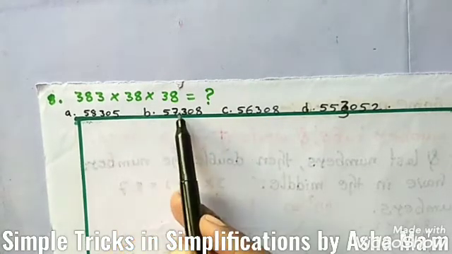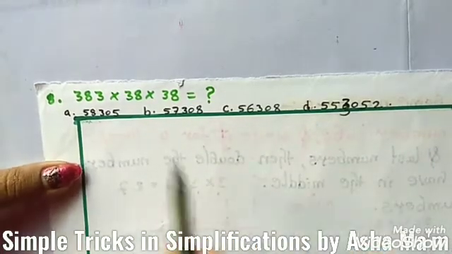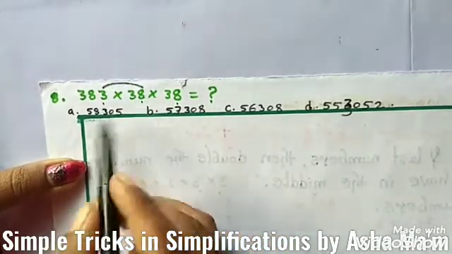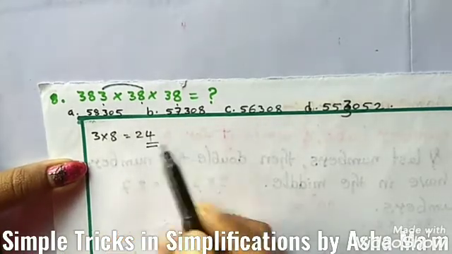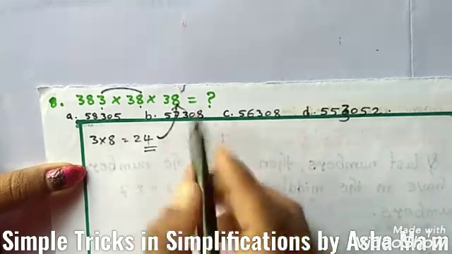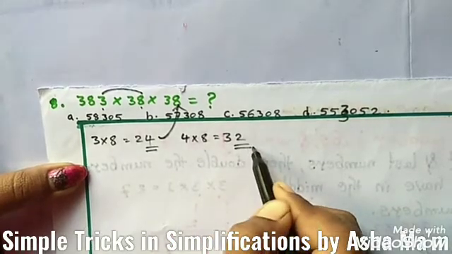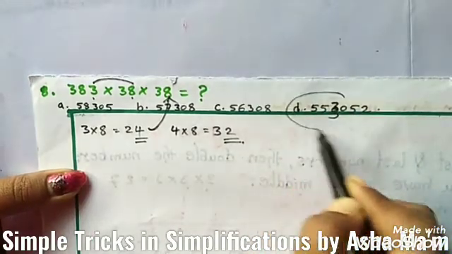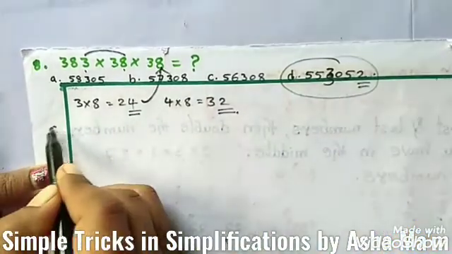383 into 38 into 33. Just to avoid the lengthy calculation here, you have to follow the simple technique. Here is the units place, unit digit number 3 into 8, nothing but 24. Here the last digit is 4, and that 4 into this 8, 4 into 8, 32. So here is 2 in the units digit place. So in the option where you can see 2 in the last digit, that is the correct answer. Okay, let us see question number 9.